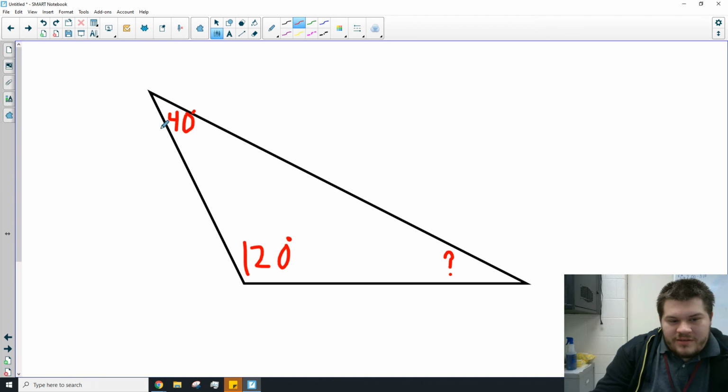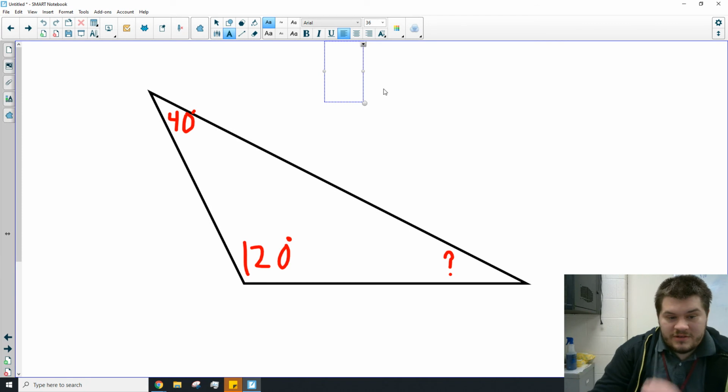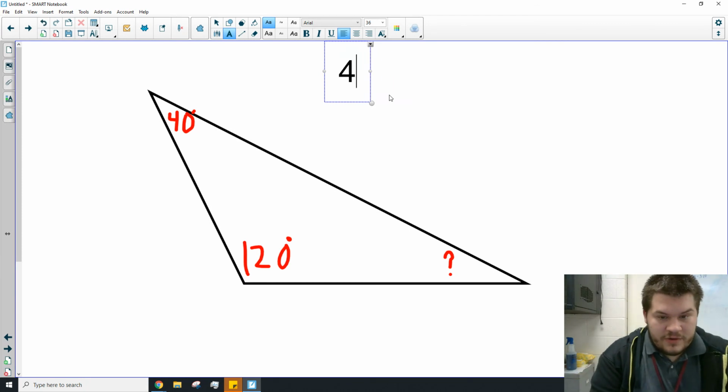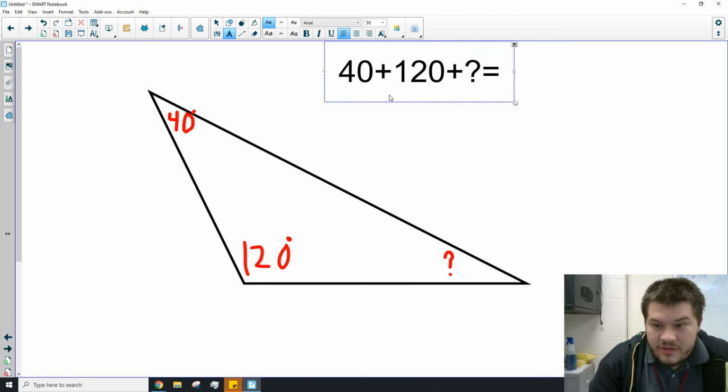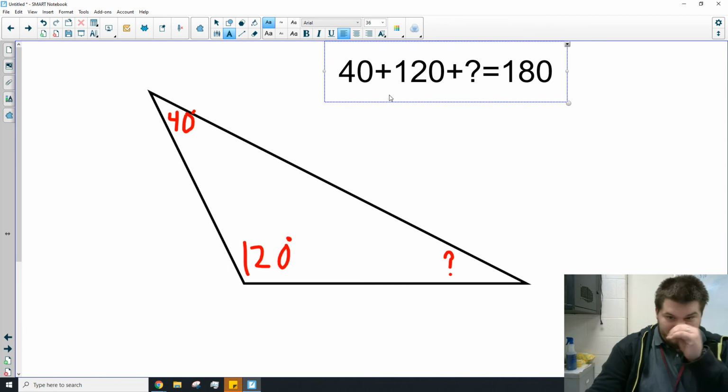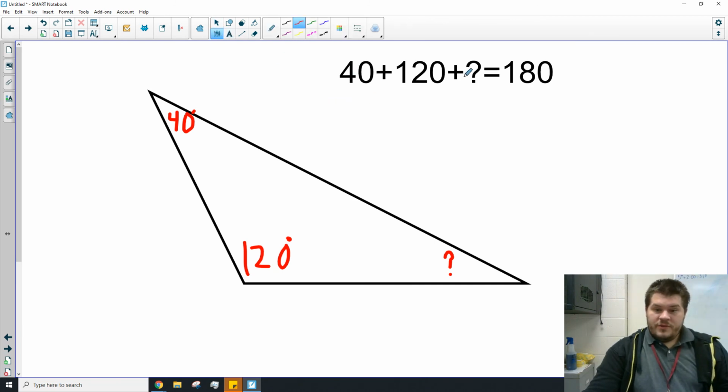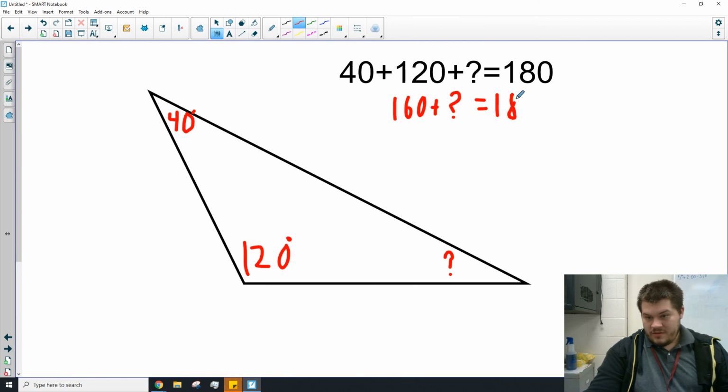The more algebraic way is to say, if all three of these have to add up to 180 degrees, then the 40-degree angle plus the 120-degree angle plus my unknown angle would have to equal 180. Well, 40 plus 120 is 160. So 160 plus some angle I don't know is 180. You all know what to do from here. We subtract 160 from both sides, and my mystery angle is equal to 20 degrees.